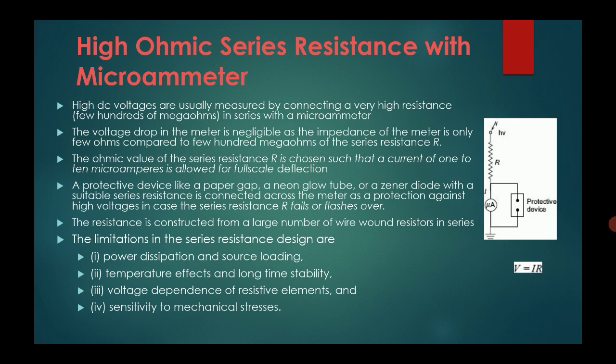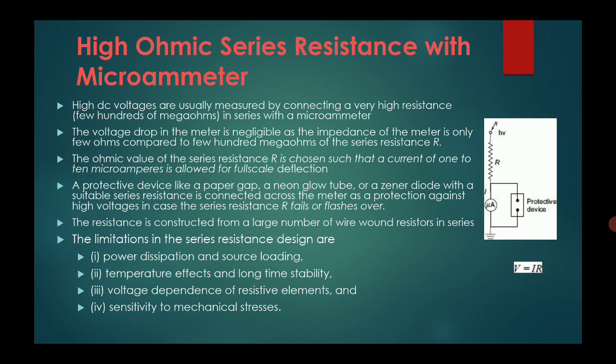So we can say that high DC voltages are usually measured by connecting a very high resistance, a few hundreds of mega ohms, in series with a microammeter. The voltage drop in the meter is negligible as the impedance of the meter is only a few ohms compared to the few hundred mega ohms of the series resistance R. The ohmic value of the series resistance is chosen such that a current of 1 to 10 microamperes is allowed for the full scale deflection. So accordingly you have to set the resistance to be kept in series.